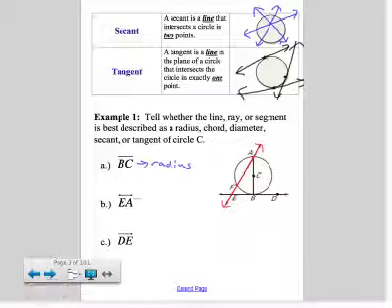So line EA, since it crosses at 2 points, is a secant. Okay.